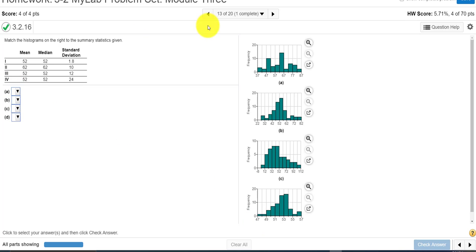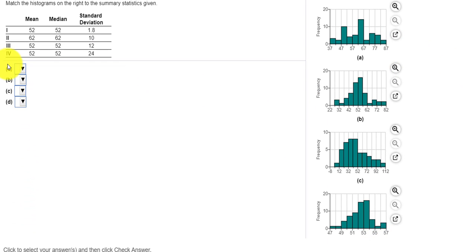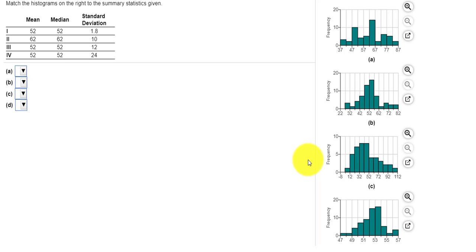So this problem gives us 4 histograms, and we're asked to match the summary statistics to the given histogram. So let's start with the one that has the biggest standard deviation and then the smallest standard deviation. So remember, the standard deviation really tells you about your spread, right? Your distance from the mean. And you look how far we're spread out here, right?